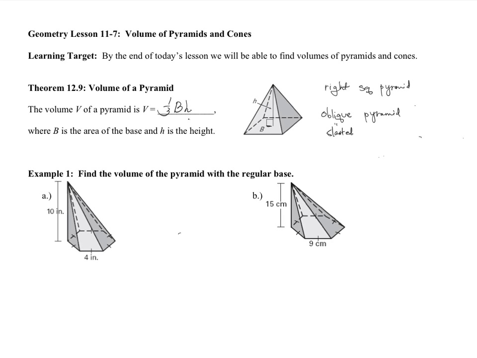So if you look at example 1 here, it wants you to find a volume. And we will have to use the height of 10, even though it's oblique, as long as the height is 90 degrees from the base. Now, for the base here, we have a regular hexagon. So we have to use the formula of finding the area of a regular polygon, half times the apothem times the perimeter of the base. I'm going to use B here because that represents the base area.